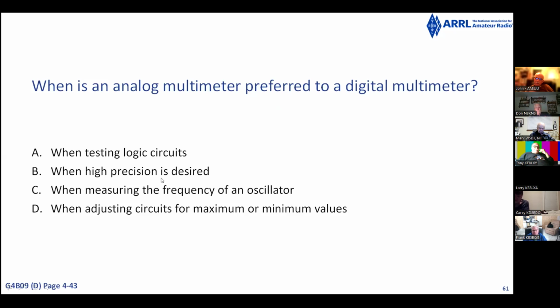Because it doesn't have to do with frequency, and I've never used a digital one. I've only used the old school ones. Oh yeah. Oh wow. You have to buy one. They're real cheap now, the digital ones.